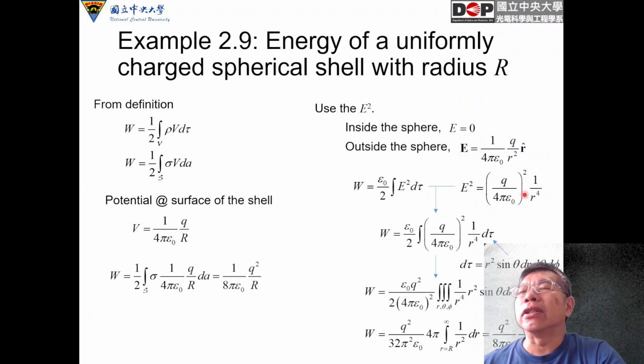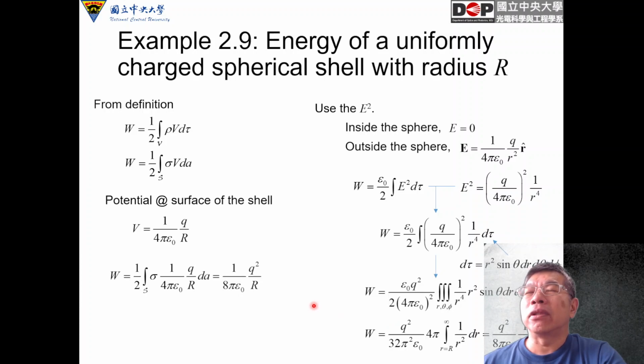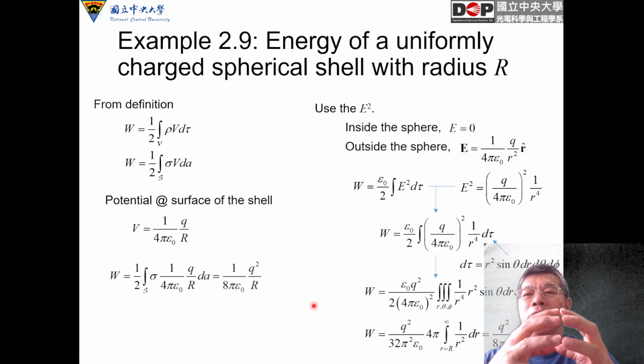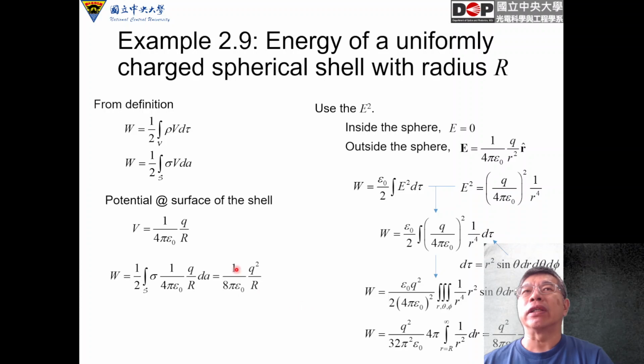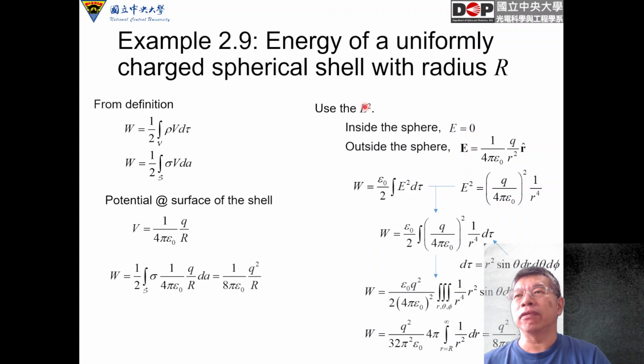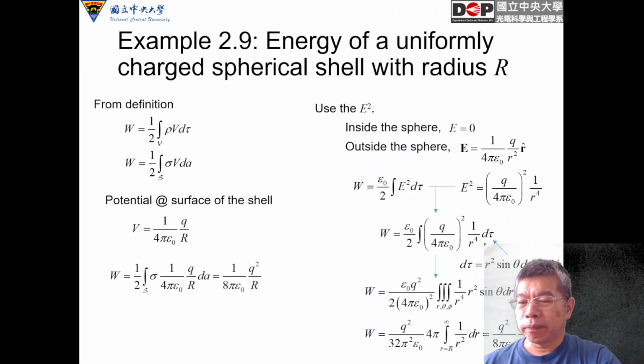With that, we just do some mathematics. We derive it, and eventually we get the same result. This is the work you have to offer to assemble this spherical shell. It's the same thing. Either you use the fundamental definition or you use the electric field squared. It's the same thing. Okay.